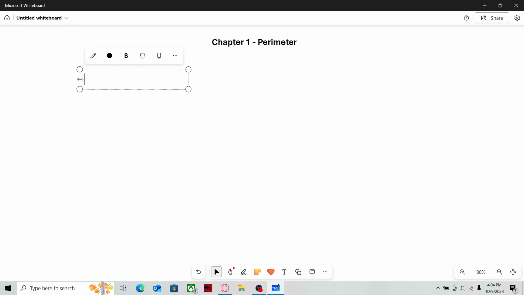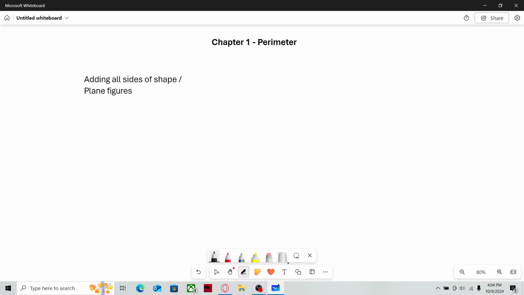So what is perimeter? The real definition of perimeter is basically adding all sides of a shape, or you can say plane figures.